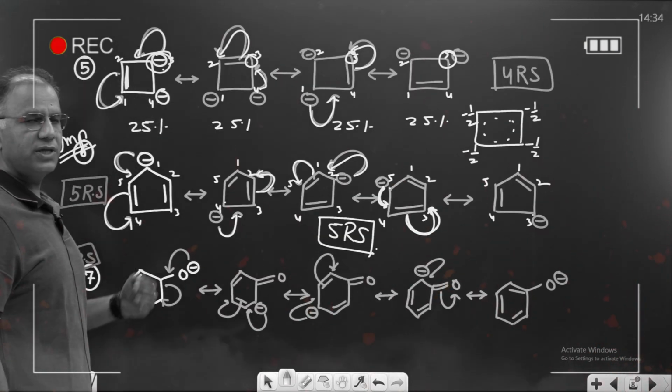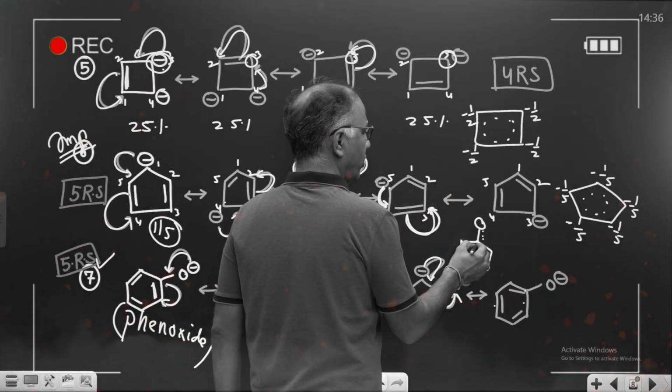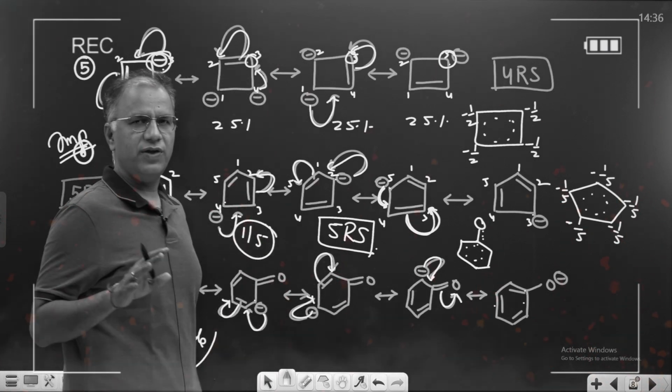Then what will be the contribution in resonance hybrid? The contribution of each RS will be, are all the resonating structures of equal stability? They are not of equal stability.